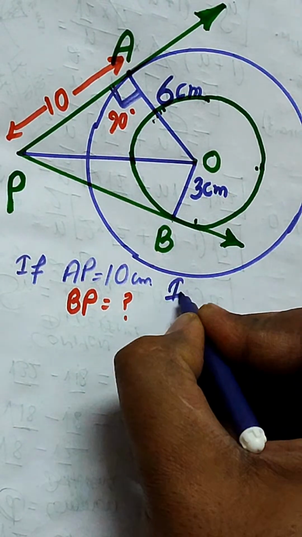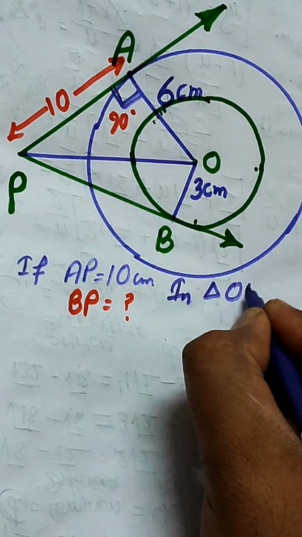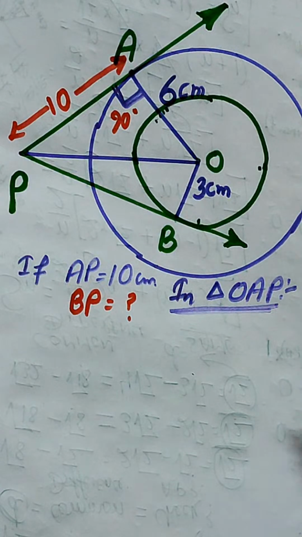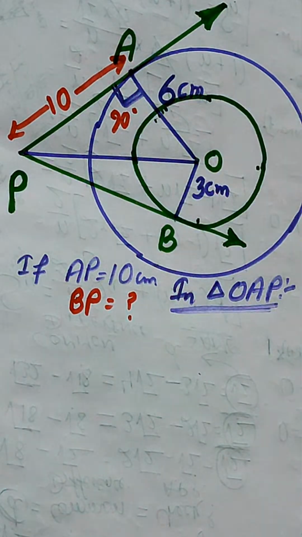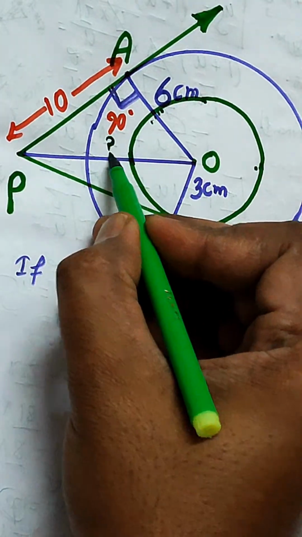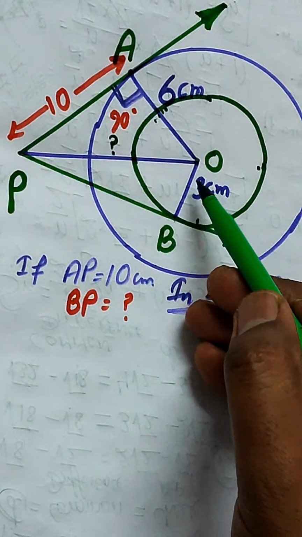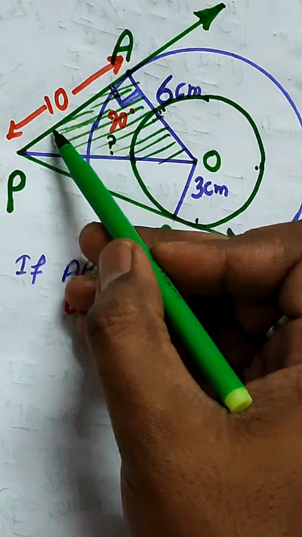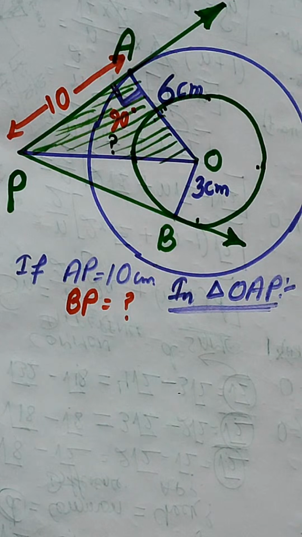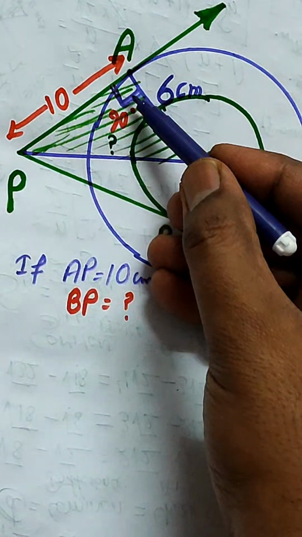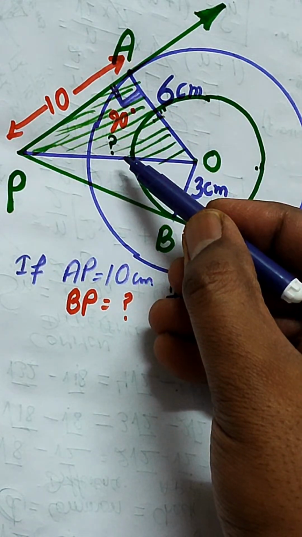So in triangle OAP, it's a right angle triangle, right angle at A. Now, what is the value of OP? Let us calculate it. We'll just apply Pythagoras theorem to this triangle. Then you will be able to write OP will be the hypotenuse, because this is the 90 degree and opposite to it will be the hypotenuse.